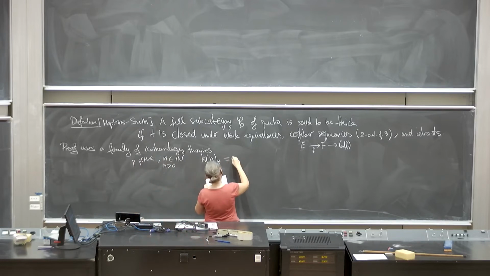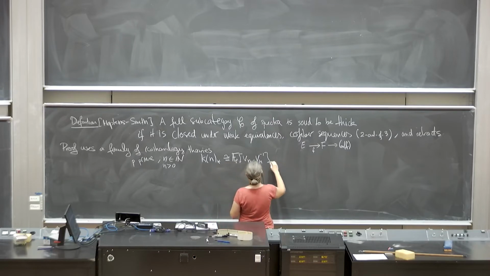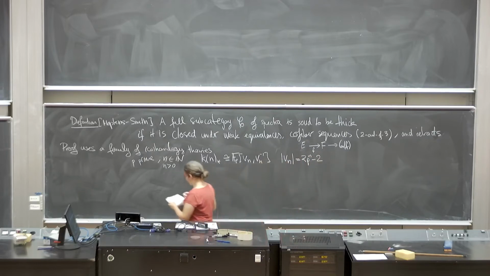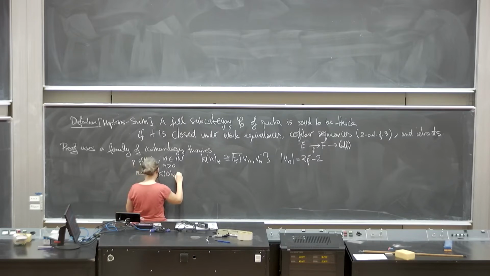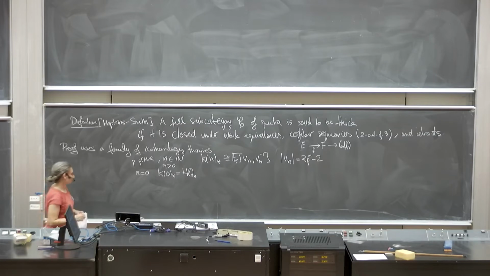And you will see some familiar, you have bn minus 1, and the degree of bn is 2p to the n minus 2. And for n equals 0, K(0) star is just HQ star. I mean, it's rational cohomology. At level 0 it's just rational cohomology.